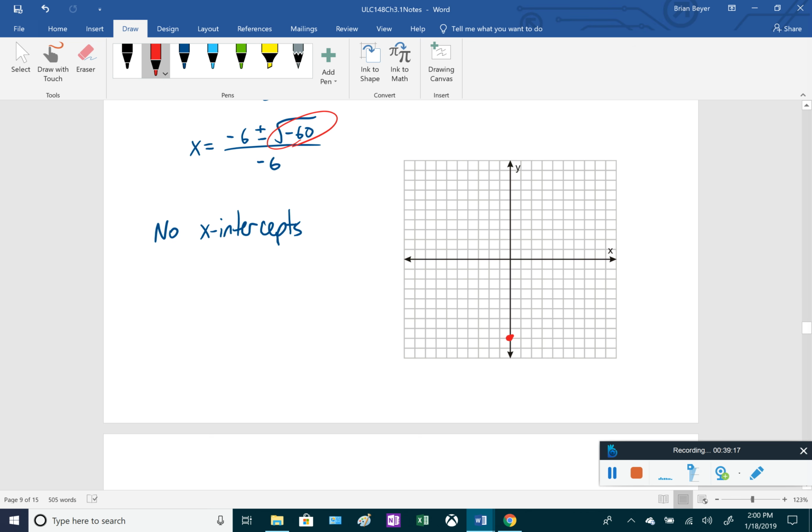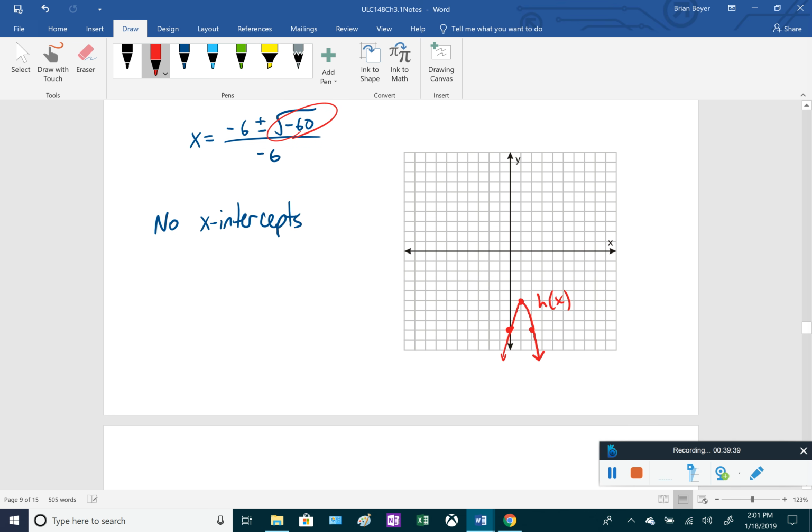And the vertex was 1, negative 5. 1, 2, 3, 4, 5. And we know that this opens down. So we know that this point, based on symmetry, also has to be on the graph. So I'm just going to connect them. And that's our function h of x.